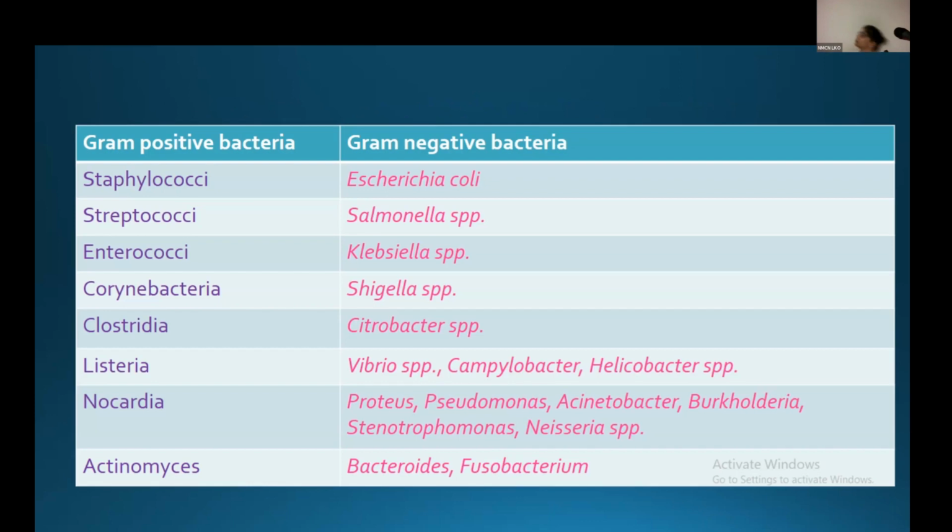So I made a list of gram-positive and gram-negative bacteria. I heard that many of the residents cannot remember which are gram-positive and which are gram-negative bacteria. So all the gram-positive have been mentioned in purple color, and all the gram-negative in pink color. All the cocci you come across routinely, like staphylococci, streptococci, enterococci, even pneumococci, these are all gram-positive.